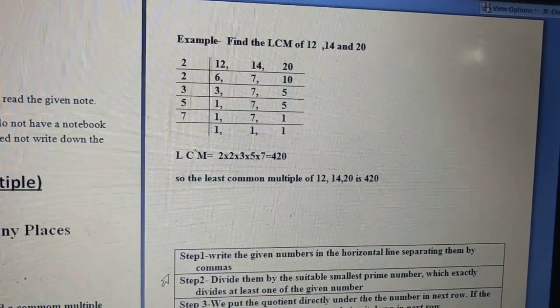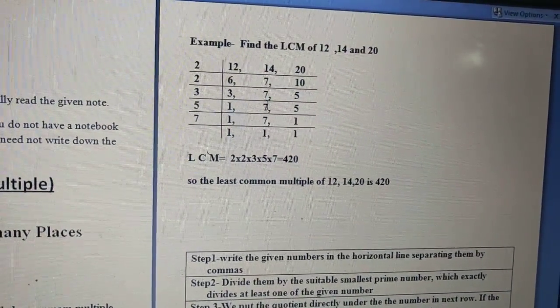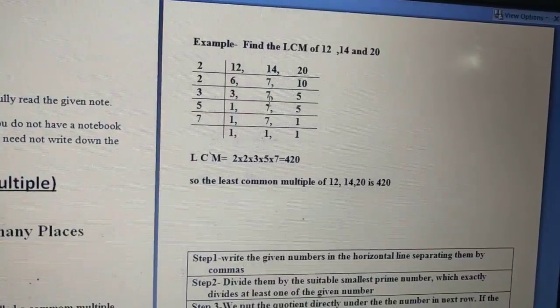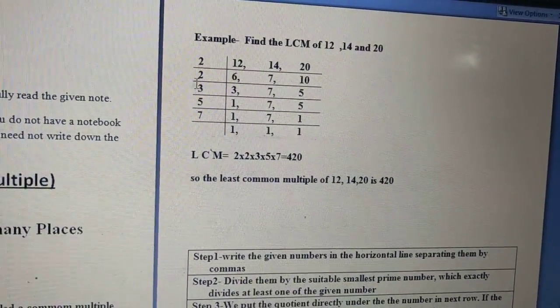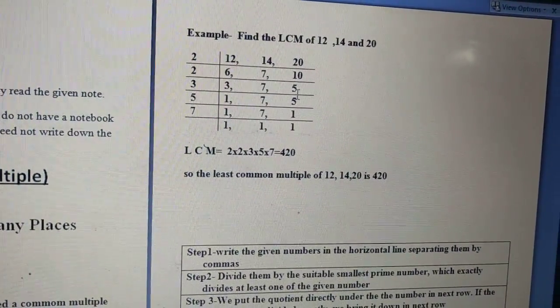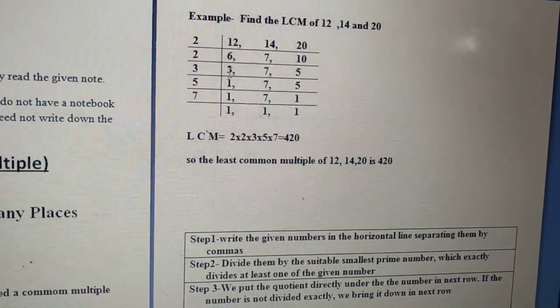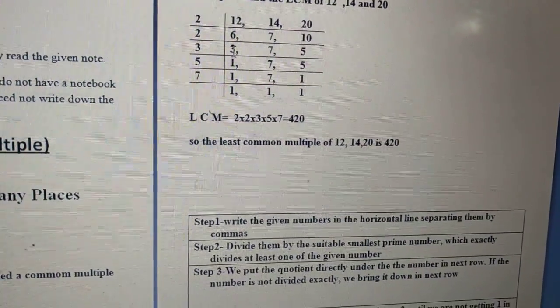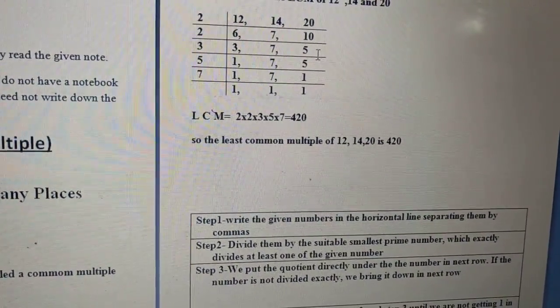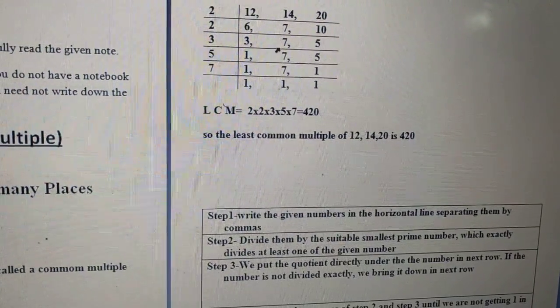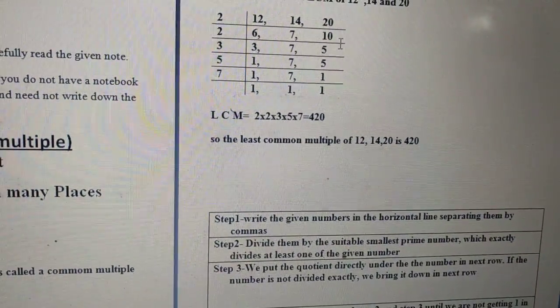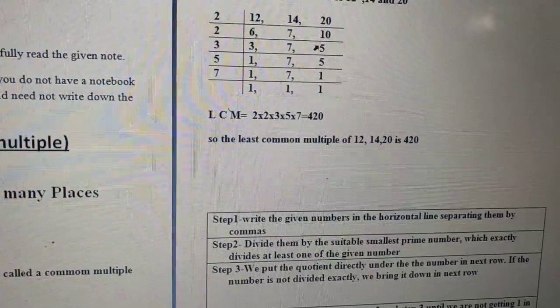7 is not divisible by 2, so 7 will come as it is in the next row. Now 10 divided by 2 is 5. So the answer I have written, 5, in the third row. Now we have three numbers again, 3, 7 and 5. Out of these three numbers, none is divisible by 2.